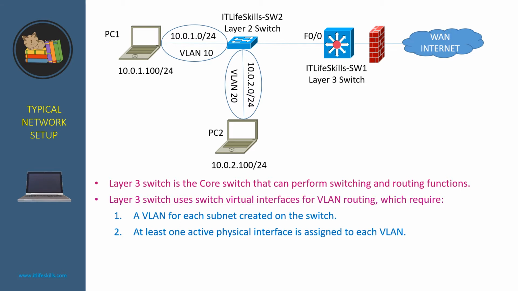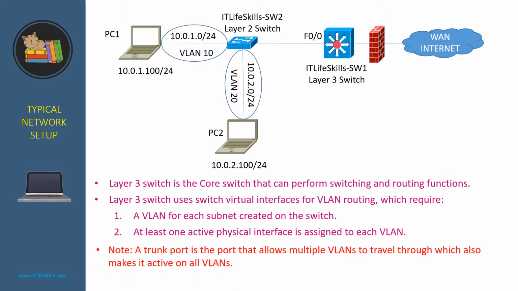A layer 3 switch uses switch virtual interfaces for VLAN routing, which require a VLAN for each subnet created on the switch, and at least one active physical interface is assigned to each VLAN. Fortunately, we know that a trunk port is a port that allows multiple VLANs to travel through, which also makes it active on all VLANs.